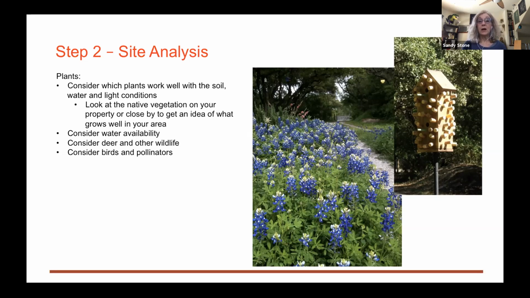Consider deer and wildlife. I've had to learn how to garden with deer. When I lived in the middle of Austin, I didn't have to worry about deer, so I had to learn how to garden with them. And you want to consider the birds and the pollinators. And so I planted things that support wildlife, and I provide housing for them and water.